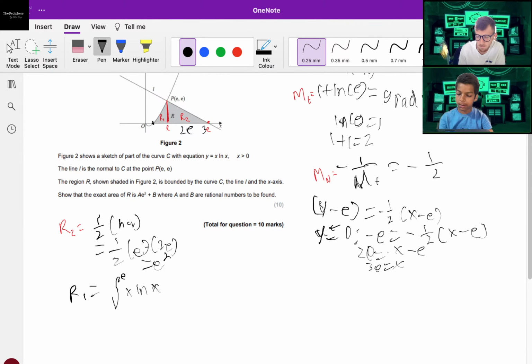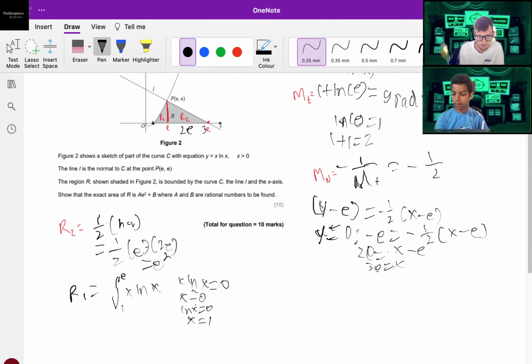We can just set that to 0. So x ln x is 0, so either x is 0 or ln x is 0. If we do e to the power of this, then x equals 1. Yeah, ln of 1 is 0. So R1 is the integral of x ln x between e and 1.